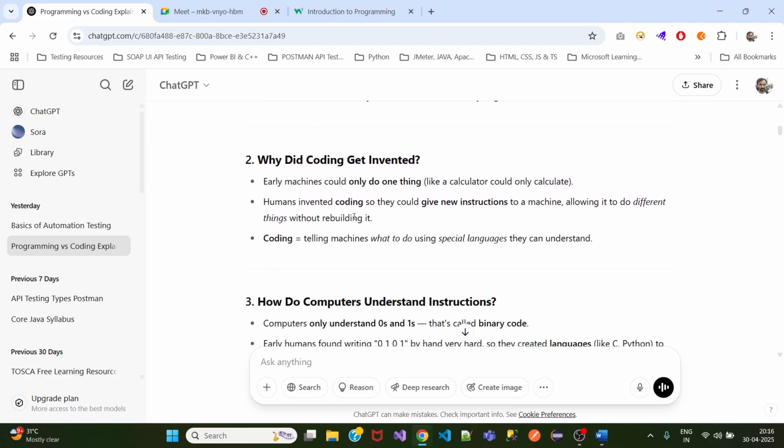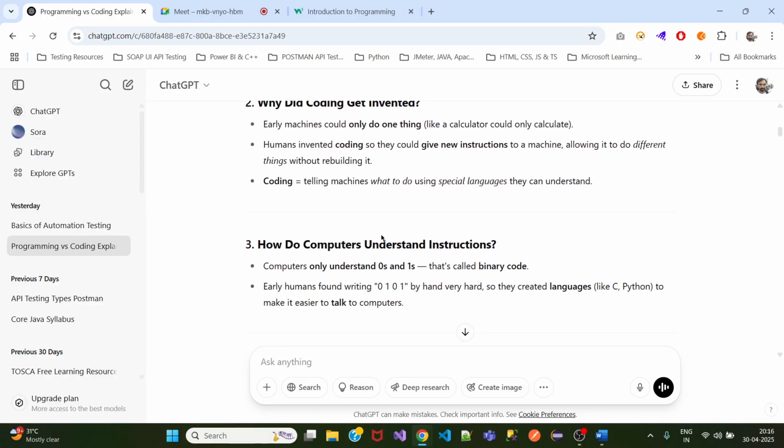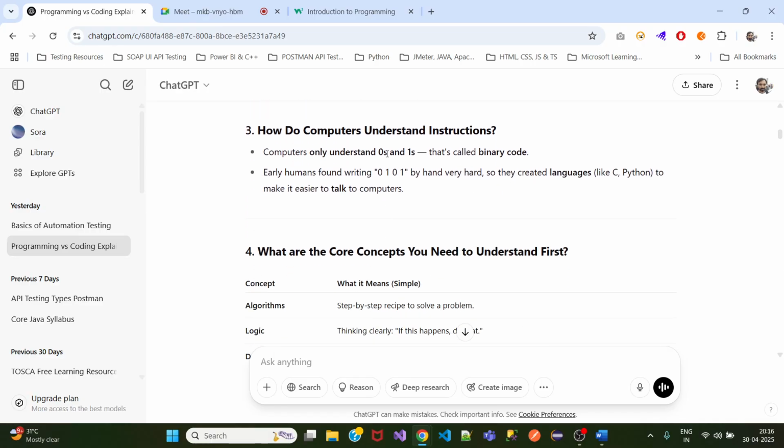Now, what is a computer actually? Why did coding get invented? How do computers understand instructions? These we don't need right now. We know that computers understand instructions only in zeros and ones. It's a binary code. I mean, it's on and off.